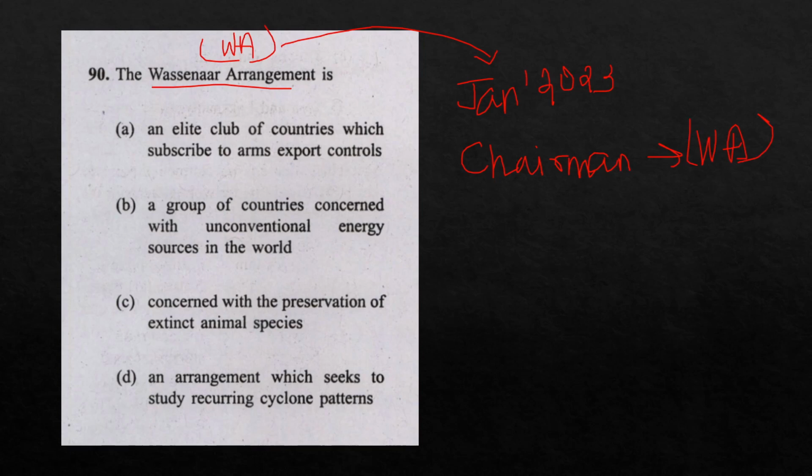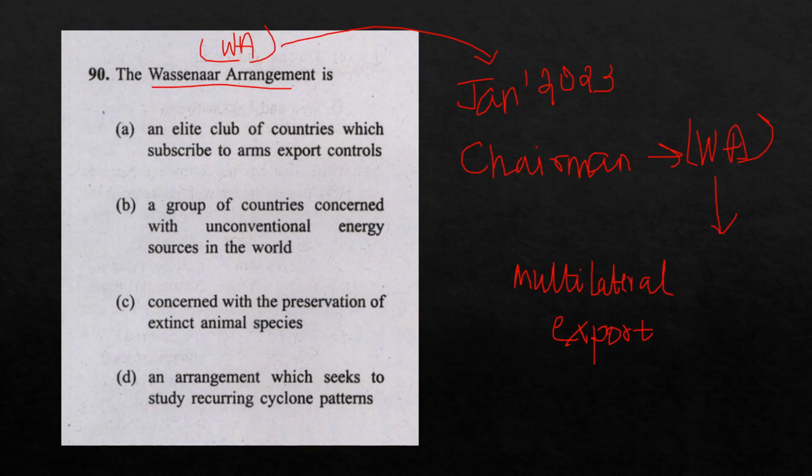So therefore you need to know, if India is assuming the chairmanship of WA, then you need to know basics about WA. And if you have Google searched or read the news in detail, you know that it is a multilateral agreement for export control. So this is the basic about WA. It is an agreement for multilateral export control.